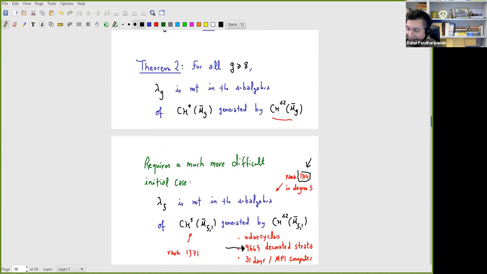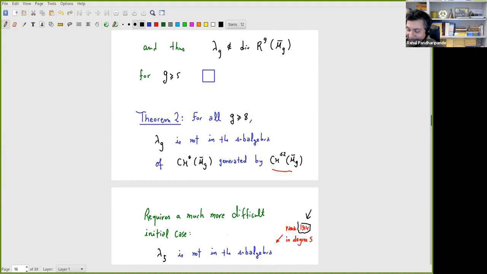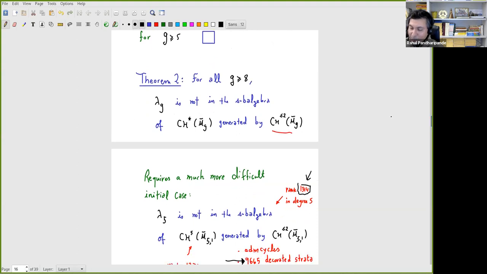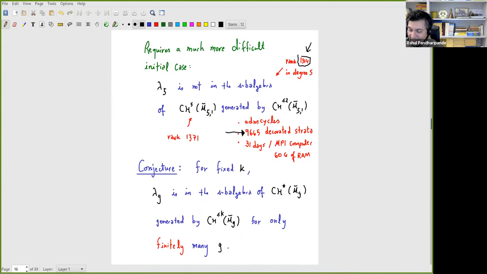This is the end of the complexity part of the talk. Our motivation was that there was some hope, maybe from the picture of that theta equation, that it might be simple. And the answer is it's not simple. Lambda g is not simple. And you can imagine we prove it for these two cases. The obvious conjecture is: for fixed k, lambda g is in the subalgebra of Chow of Mg bar generated by cycles up to codimension k only for finitely many g. That's the basic conjecture that has to be true.